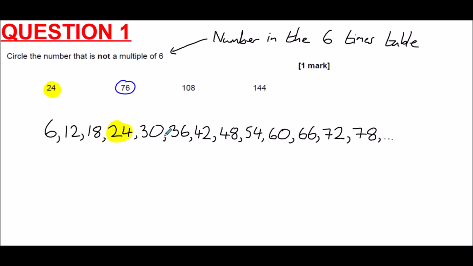Another way of doing question 1 would be to think, which of these numbers doesn't divide by 6 without any remainder? The one that divides by 6 and leaves a remainder is 76. All the others divide by 6 exactly. Either way round, 76 is the answer we need to circle.